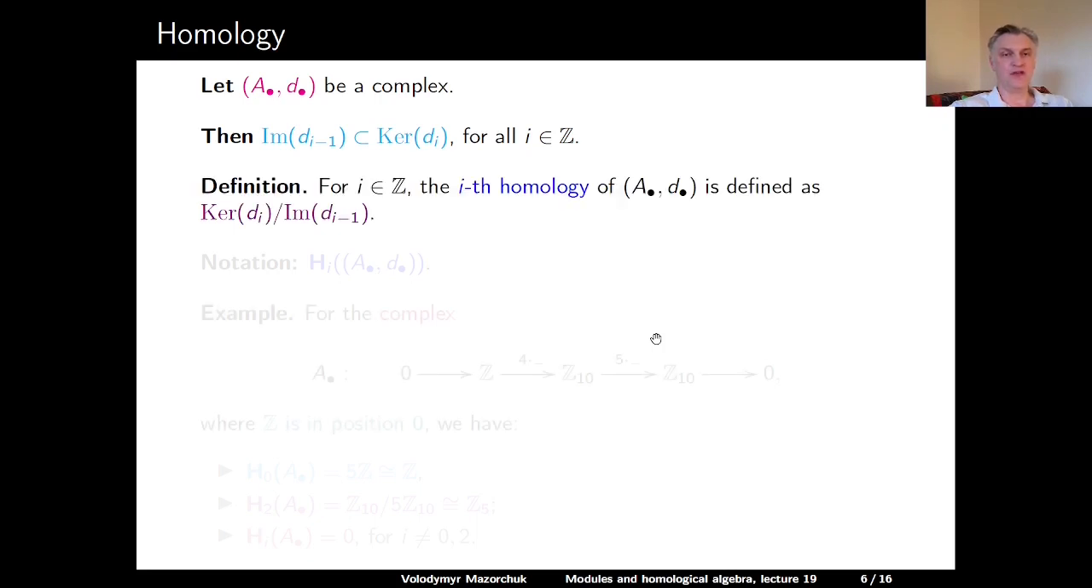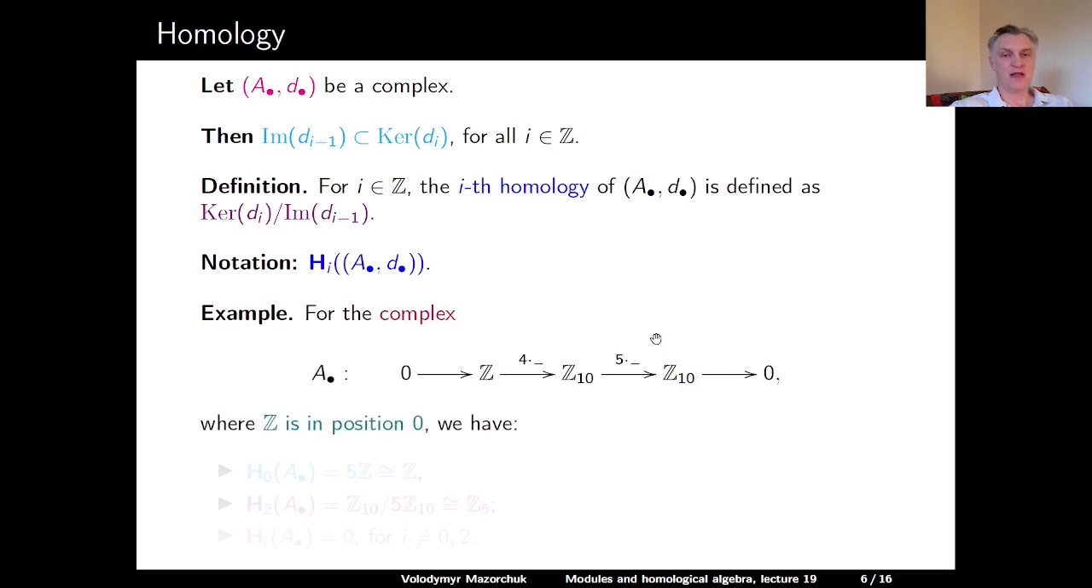Definition: for a fixed integer I, the I's homology of our complex is defined as the abelian group given as the quotient of the kernel of di by the image of di minus 1. And the usual notation is H sub I of A bullet.